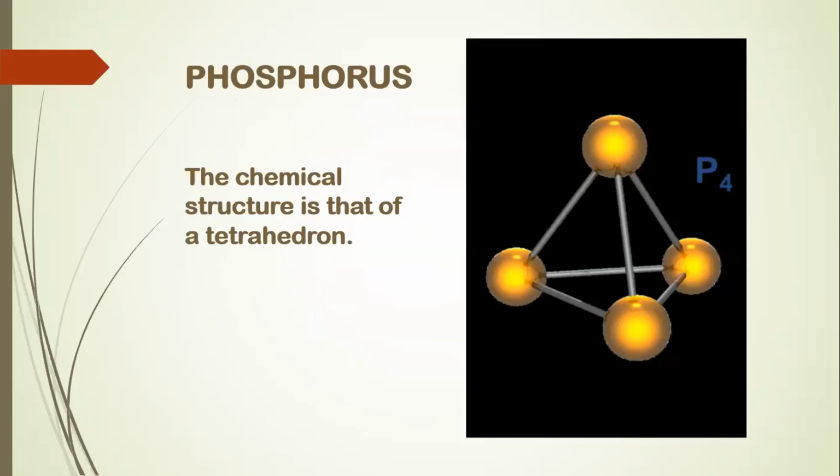Now let's look at the phosphate molecule. The chemical structure is that of a tetrahedron. 4 phosphates sitting on the top, 3 at the bottom. When you examine it from a molecular structure point of view, it is interesting to discover that it's in the shape of a tetrahedron. Next slide.